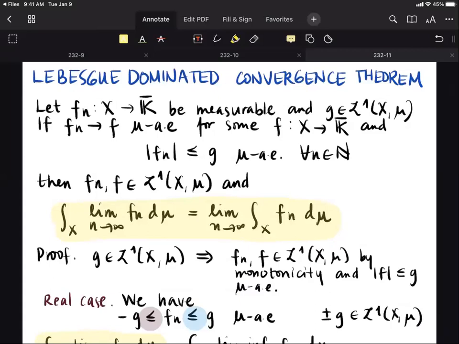And that's it for now in the chapter of the Lebesgue integral. In the succeeding lectures, we will discuss further measure theory and further integration theory. So see you then.